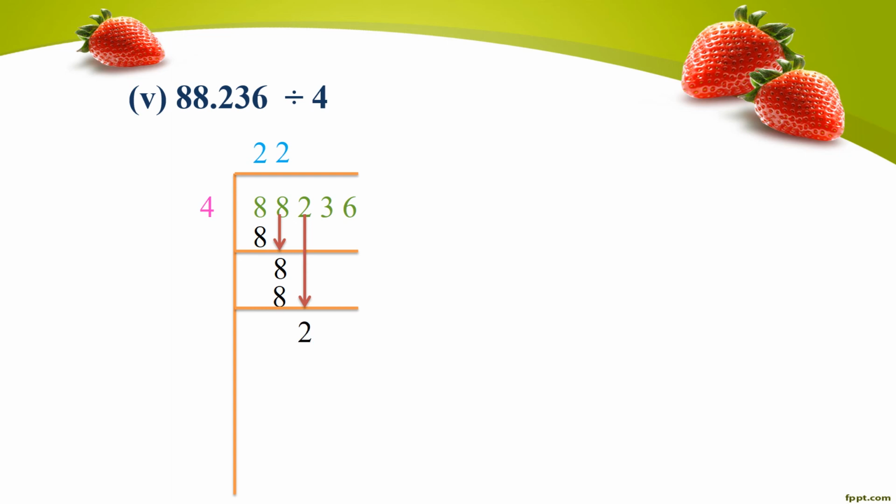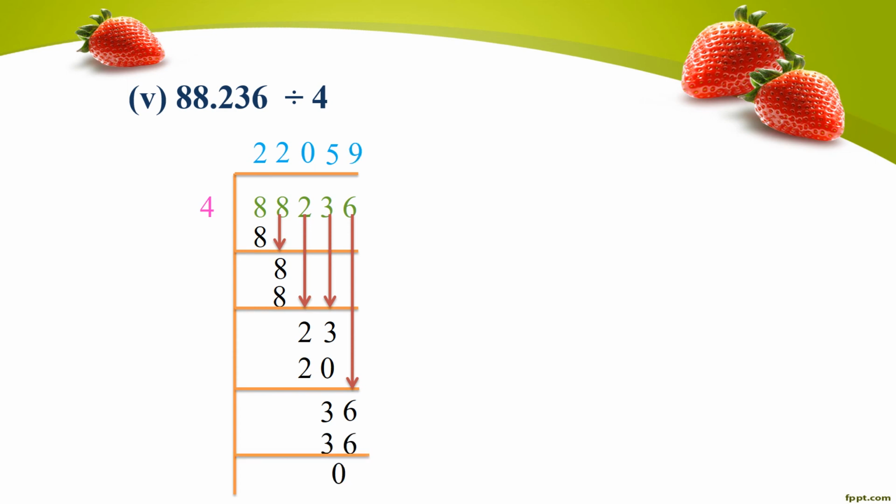And 2 is smaller than the divisor, so we have to add 0 in the quotient and bring down the next number 3. Now the number is 23 and we know from the 4 table that 4 5s are 20. On subtracting 23 and 20 we get 3 as remainder. Now bring down the next number, which is 6. Now the number is 36. 4 9s are 36. On subtracting, we get 0 as remainder.